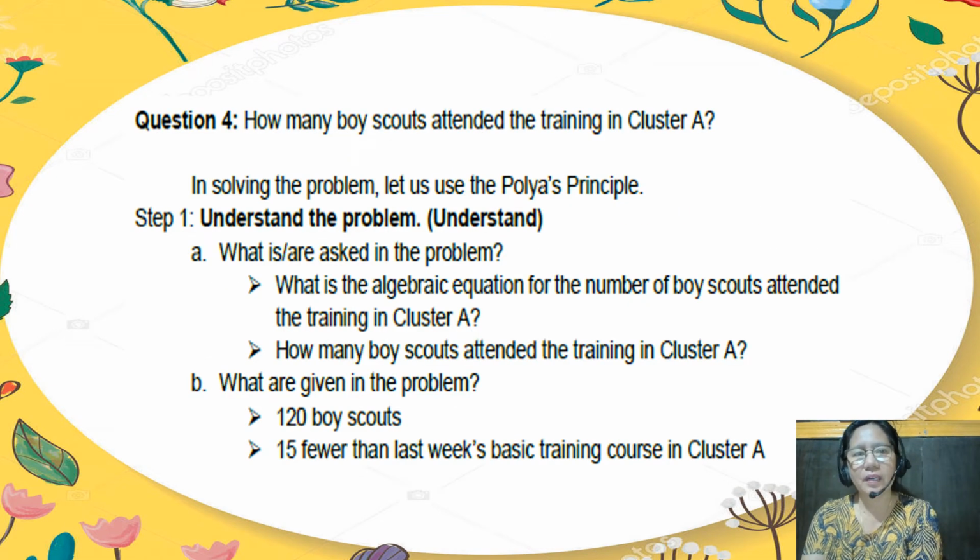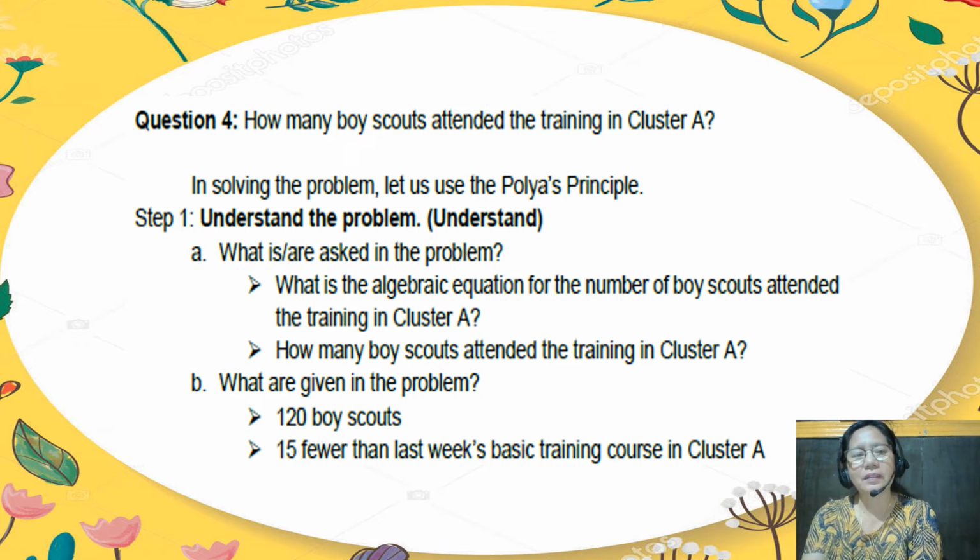Question number 5 asks how many Boy Scouts attended the training in Cluster A. In solving the problem, we can use the Polya principle. It includes 4 steps. Step 1, understand the problem. In this step, what is asked in the problem and what is given in the problem are identified.